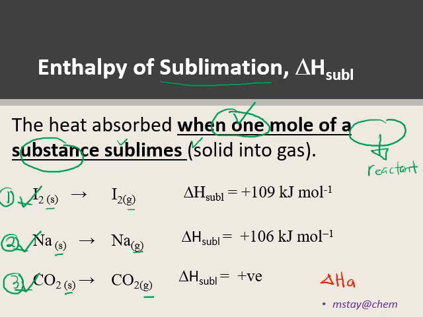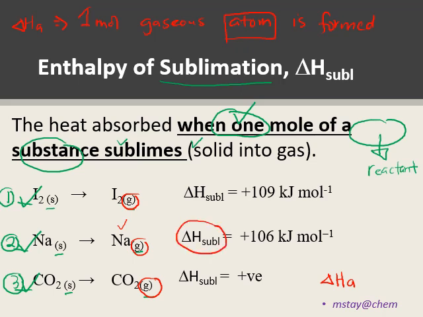When we recall the definition of enthalpy of atomization, it is when 1 mole of gaseous atom is formed. So that means we are going to focus on the product now. In the product here, all three thermochemical equations show a gaseous product, but here they emphasize the atom. I2, Na, and CO2, Na is the atom. So that means the second equation fulfills both definitions, enthalpy of sublimation and also enthalpy of atomization.